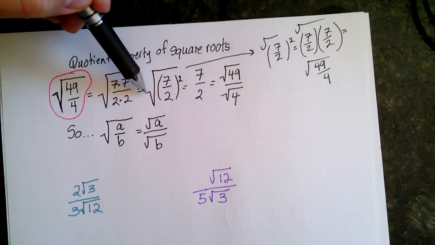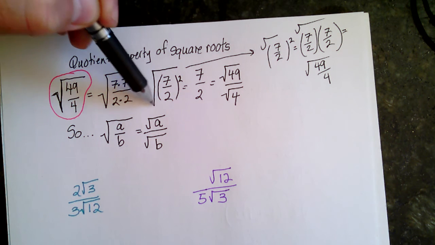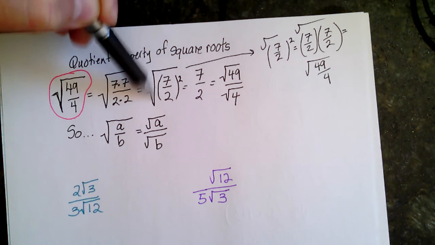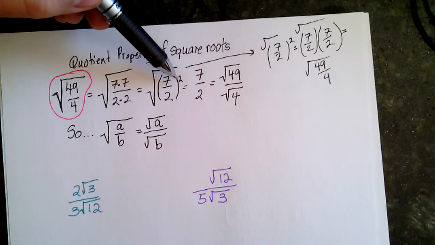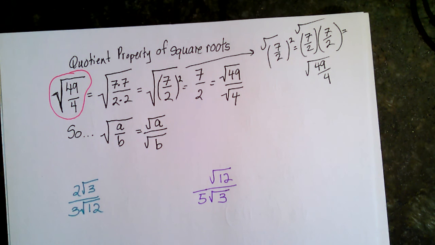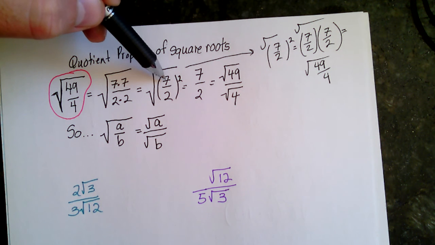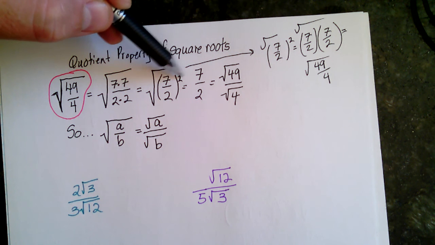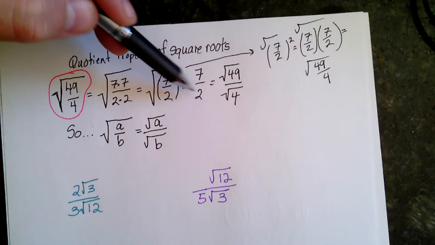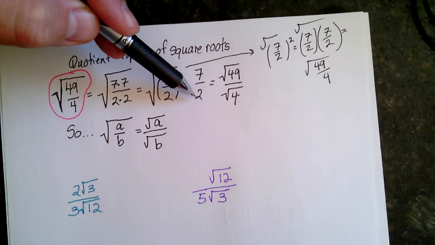So the other thing to think about is that these are inverse operations, right? So if you square root a number that's squared, basically squaring and square rooting cancel each other out, just like addition and subtraction cancel each other out. So it leaves us with the square root of 7 squared, which is just 7, over the square root of 2 squared, which is just 2.